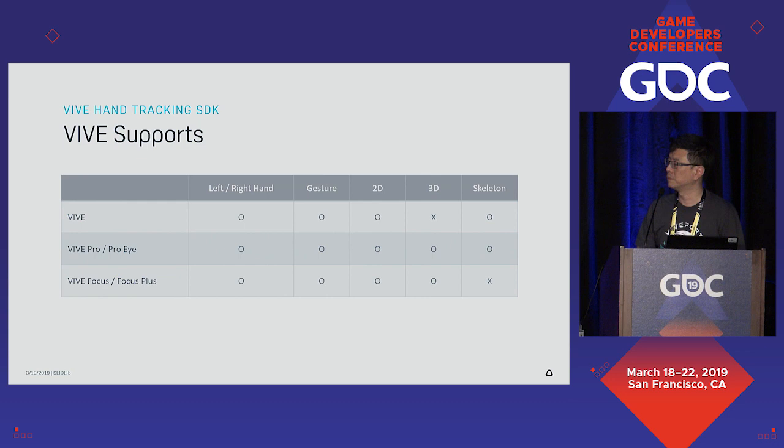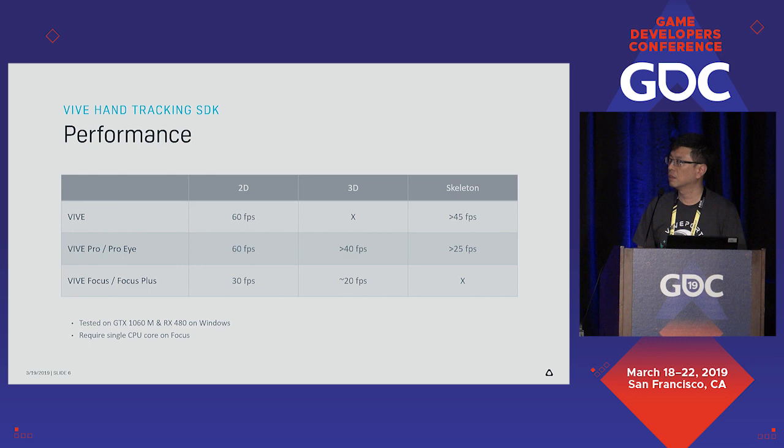We also have a speed test report for hand tracking SDK. The test run on our local machine, and the actual result may vary depending on the settings. On Windows, we test it with NVIDIA GTX 1060 and AMD RX 480, which should be the bottom line of the VR graphic card.